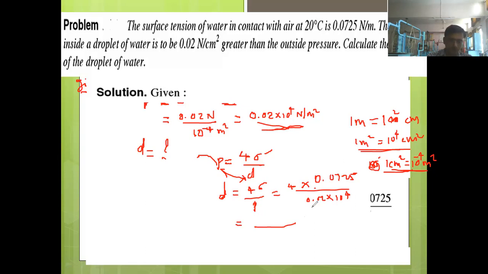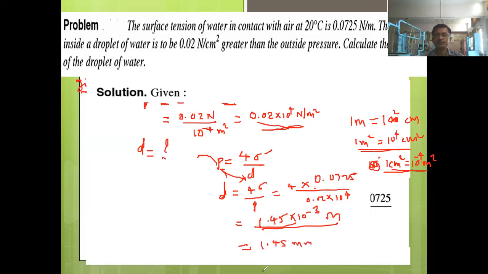1.45, unit meter. Next, just 1.45 into 10 raised to minus 3, unit meter. Okay. So this will be the diameter, and if you convert meter to millimeter, what should we write? The dimension will be 1.45 mm.